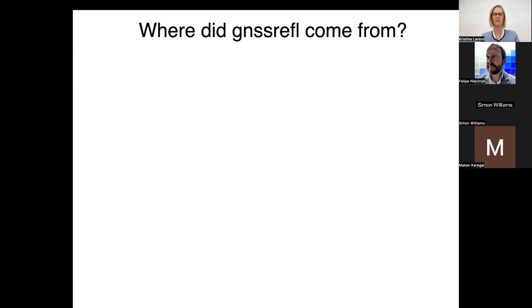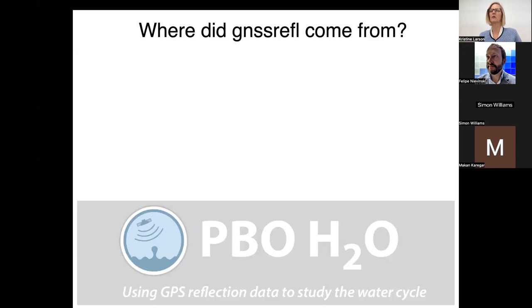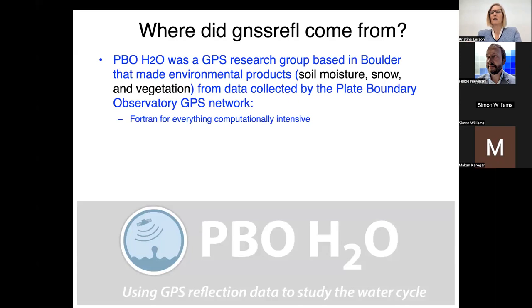I'm going to give you a little bit of background on where this software came from, because I think it explains why it is the way it is, and maybe that can be helpful to you. It comes from this effort that Felipe worked on when he was a graduate student at the University of Colorado called PBOH2O. It was a group based in Boulder, Colorado, that basically used this new technique, which at the time was just GPS interferometric reflectometry, and we produced environmental products, which I've listed there in black, from data collected by a new GPS network in the Western US called the Plate Boundary Observatory.